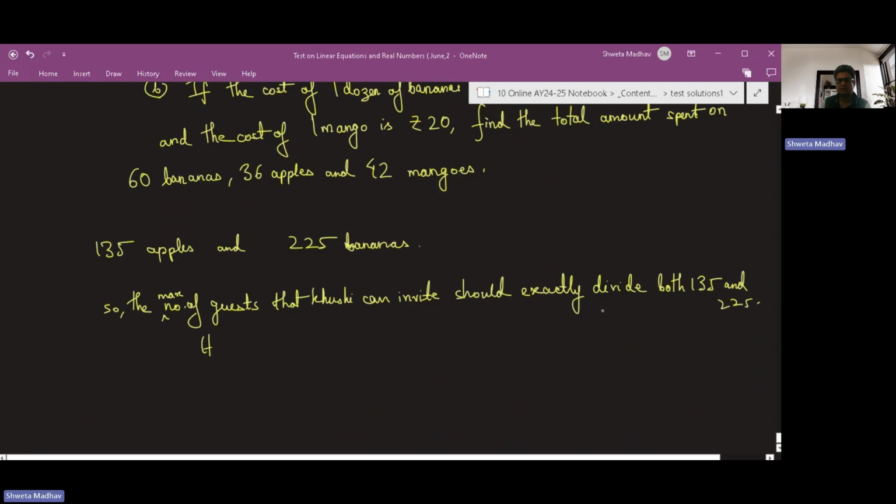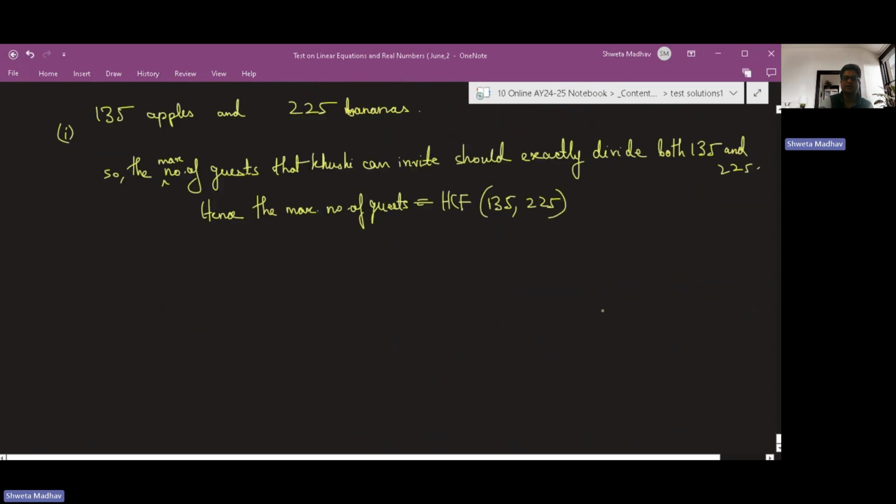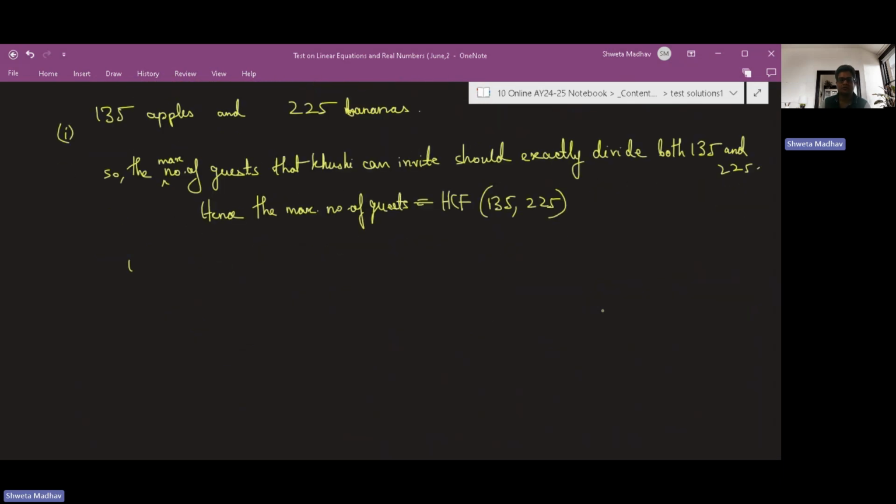So hence the maximum number of guests that she can invite will be the HCF, the highest common factor of 135 and 225. So this is the solution of subpart 1. We can do the prime factorization of 135 and 225.